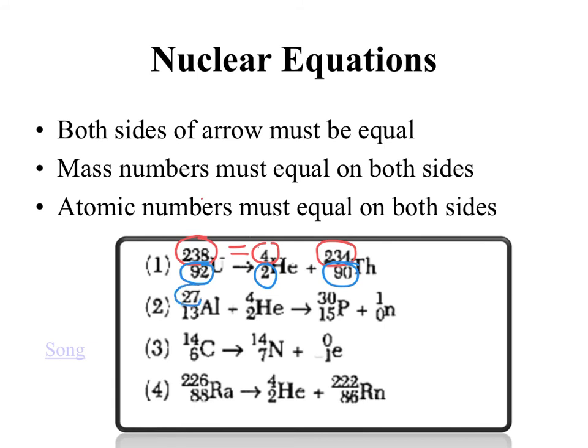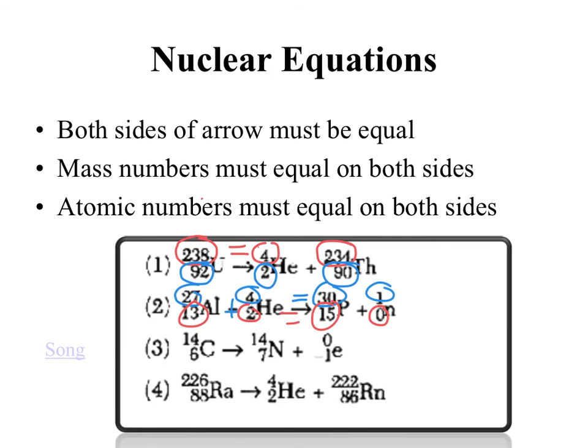In fact, aluminum 27 plus 4, all right, 27 plus 4 is 31. On the other side of the arrow, which is like an equal sign, is 30 plus 1. So 31 is on top for both sides of the arrow. 13 plus 2 is 15. 15 plus 0 is 15. So the bottom number as well is equal.